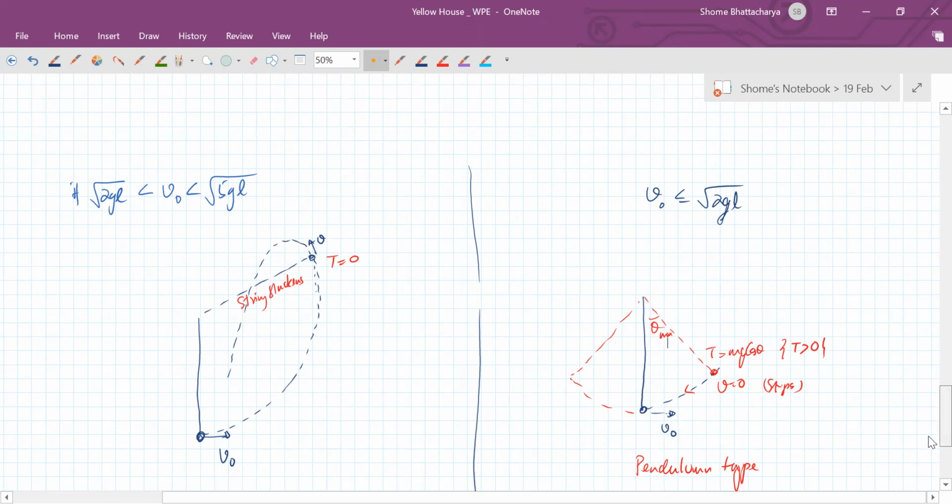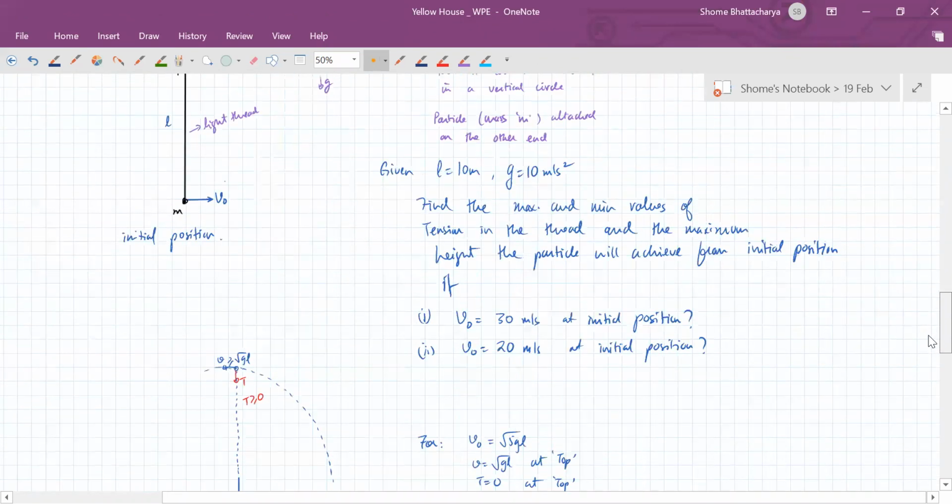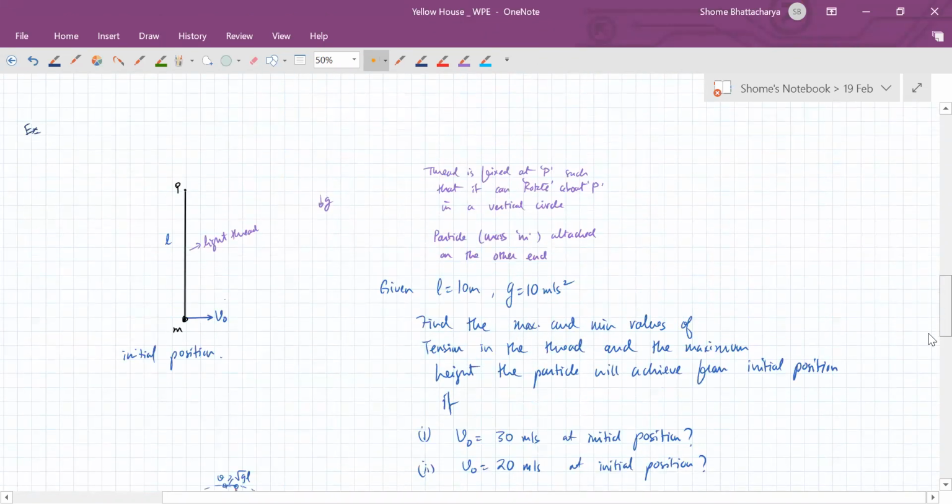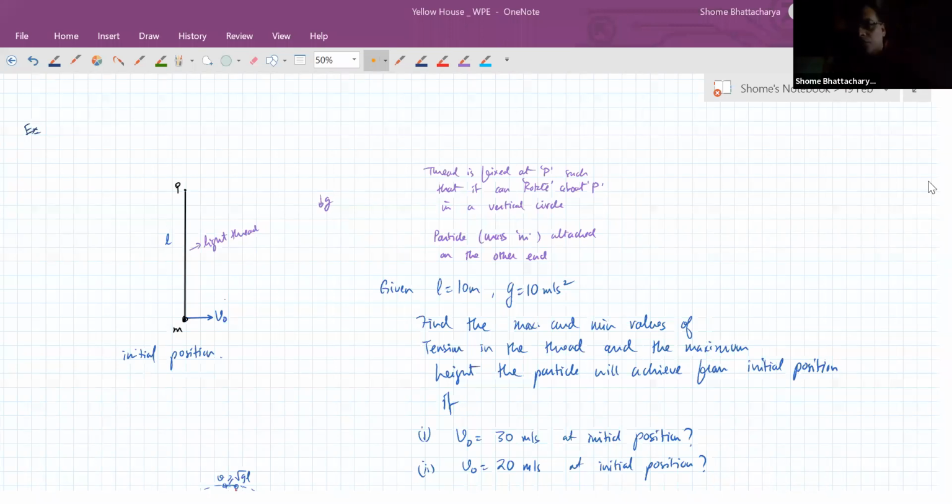So you have to compare the given situation with these possibilities, and you have to understand which of them is happening for which of the values of V naught. Out of 30 and 20, in which case it's completing vertical circular motion, in which case the string might be becoming slack, etc. You have to gauge these things from the values.